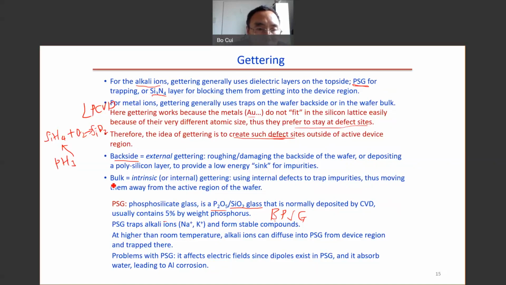We can also do bulk, intrinsic or internal gettering. In this case, the defect is inside the silicon wafer, not at the backside of the wafer. If we have defects in the wafer, then the impurities will be trapped deep inside the wafer.